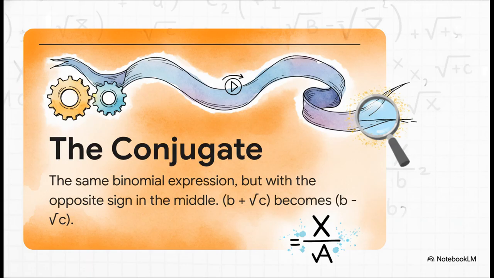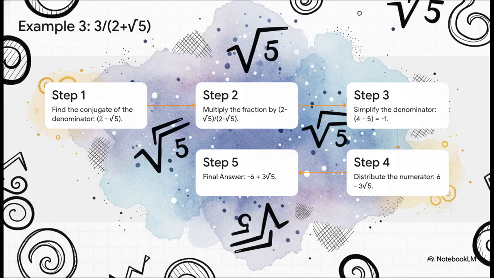All you do is take the binomial from the denominator and just flip the sign in the middle. So the conjugate of 2 plus root 5 is, you guessed it, 2 minus root 5. When you multiply these together, it brilliantly cancels out the radical, all thanks to a cool pattern you might remember called the difference of squares. Let's watch the conjugate in action.